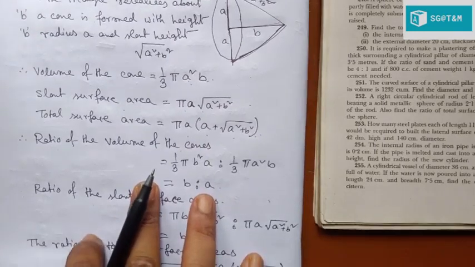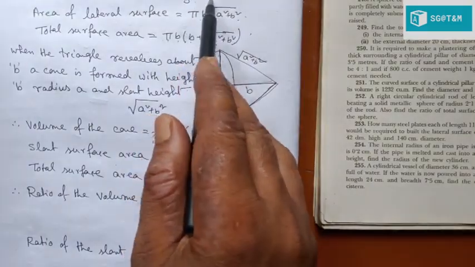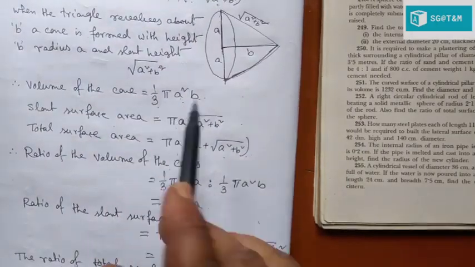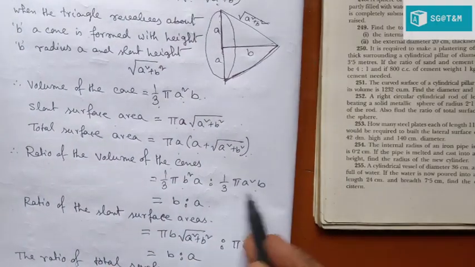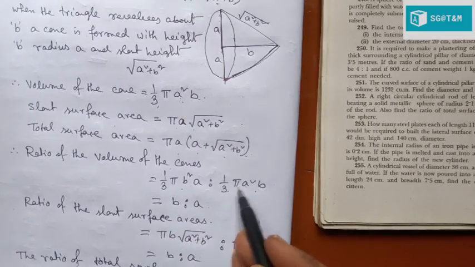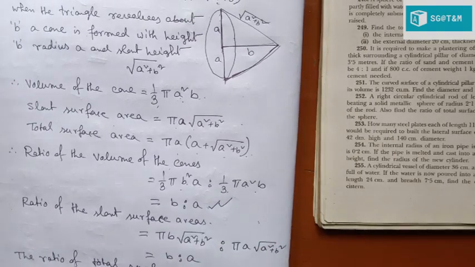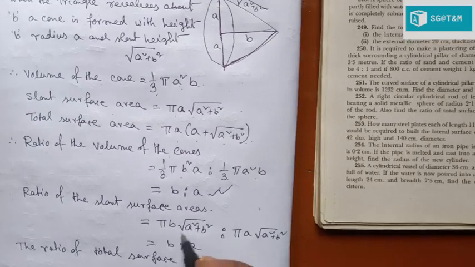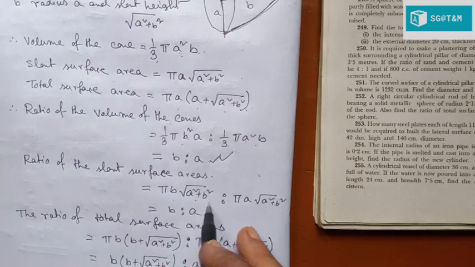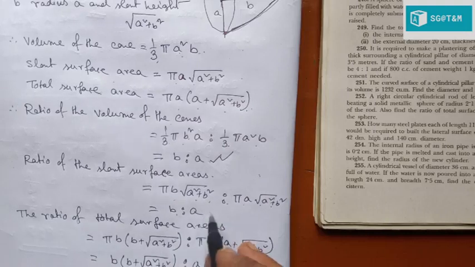So the ratio of the volumes of the cones: the previous one is 1/3 pi b square a, and in this case 1/3 pi a square b. In the ratio, 1/3 cancels out, pi cancels out, one a cancels out and one b cancels out, so we get b is to a. The ratio of their lateral surface areas is pi b root over of a square plus b square to pi a root over of a square plus b square. So in this case also b is to a.